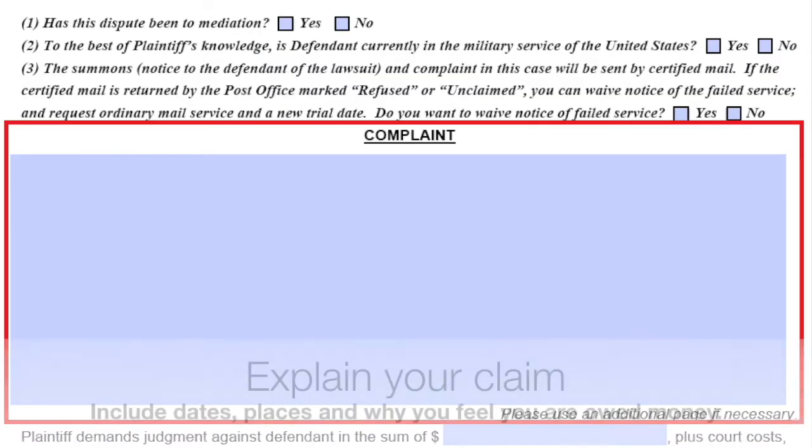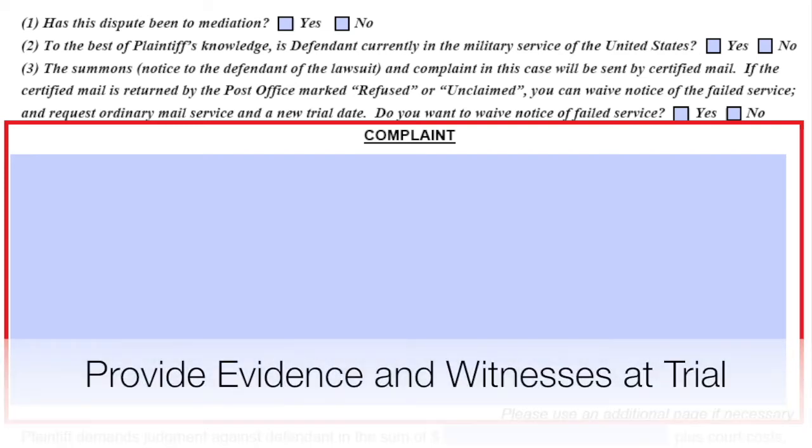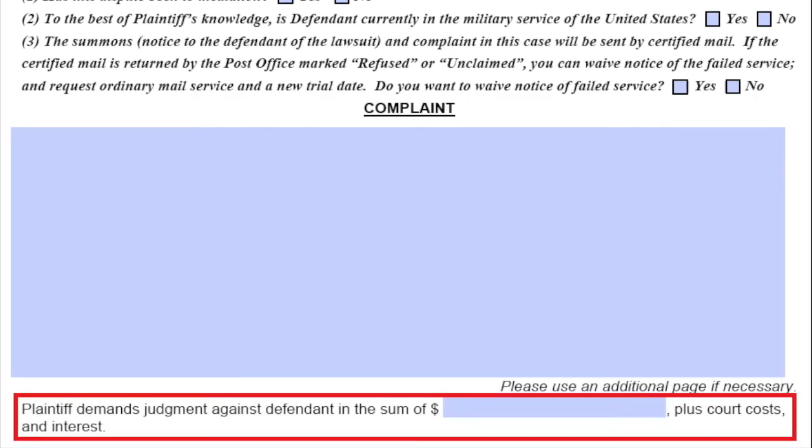The next section is where you explain your claim against the defendant. Write a short explanation of the facts. Include dates, places, and why you feel the defendant owes you money. You will have an opportunity to present evidence at the hearing. Next, write the total amount of money you feel the defendant owes you.